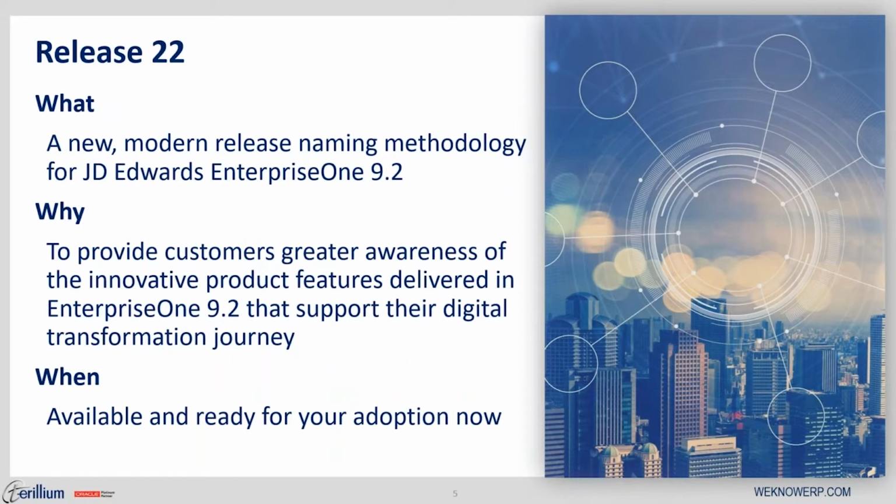So let's cover some of the basics. What is release 22? Well, basically, it's Oracle's new naming methodology for Enterprise One 9.2. It's meant to match the calendar year that the product is released, making it easier to understand what release level you're at and what that means as far as maintaining your system. While the application and tools versions still exist, those nomenclatures aren't the identity of the system anymore.